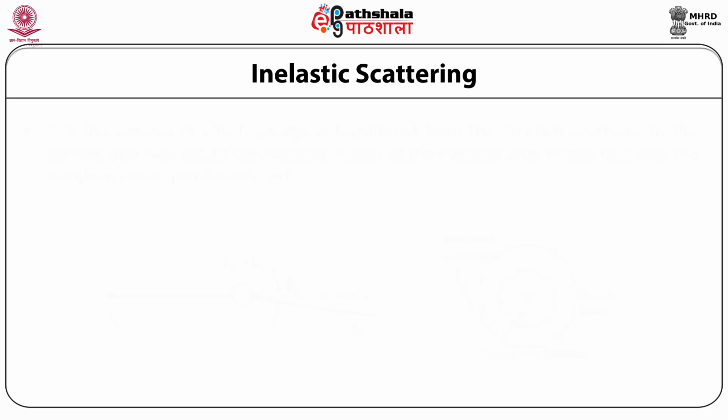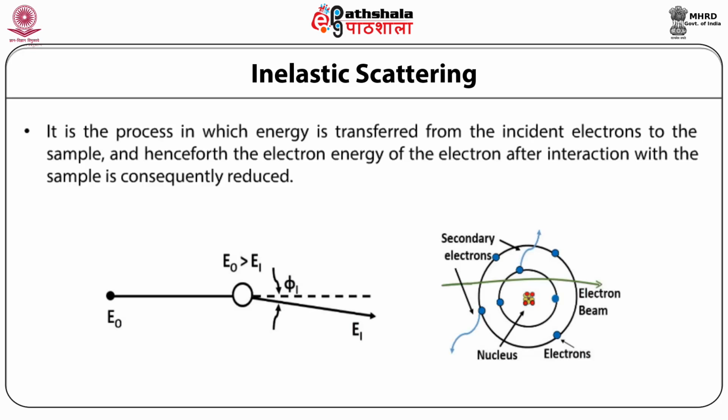Inelastic scattering. Inelastic scattering is a process in which energy is transferred from the incident electrons to the sample, and henceforth the energy of the electron after interaction with the sample is consequently reduced. That means E0 is greater than E1. In inelastic scattering, the trajectory of the incident electron is only slightly perturbed, but energy is lost through interactions with the orbital electrons of the atoms in the specimen.